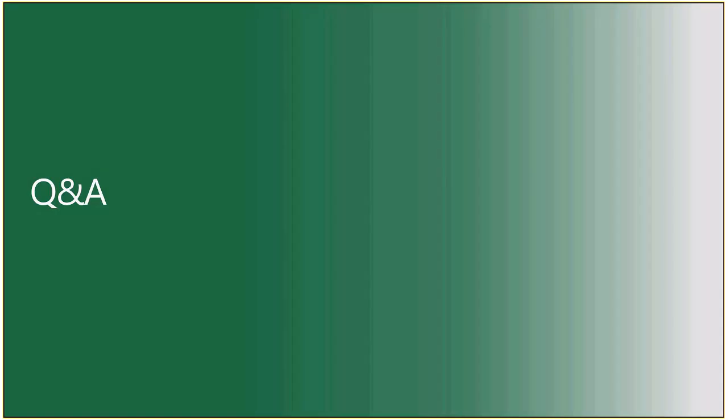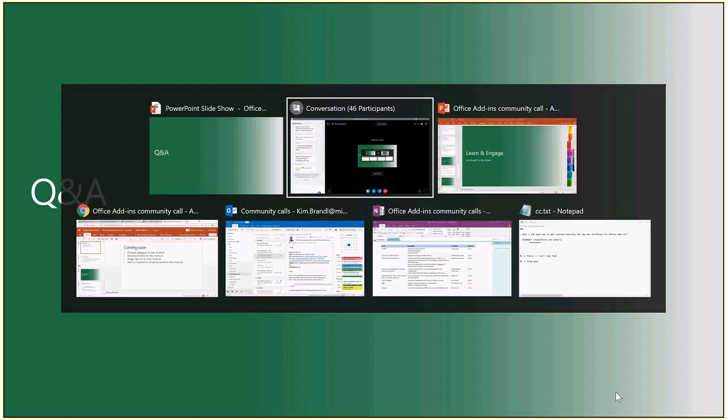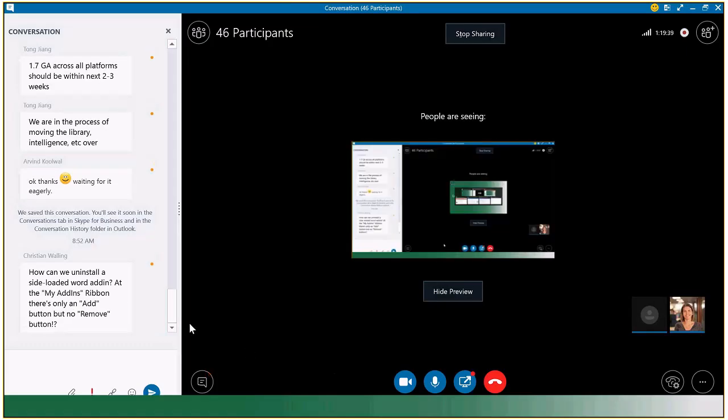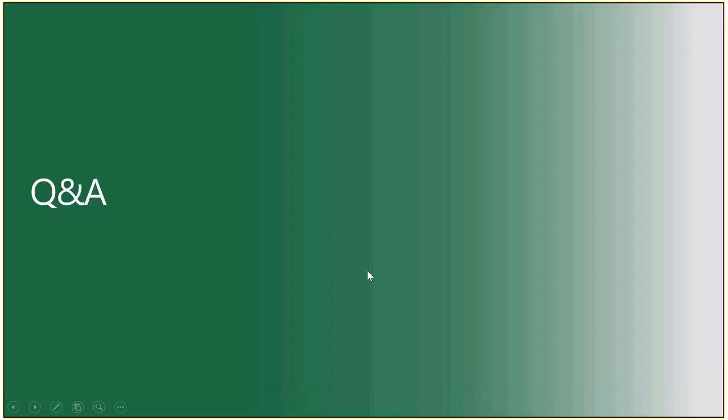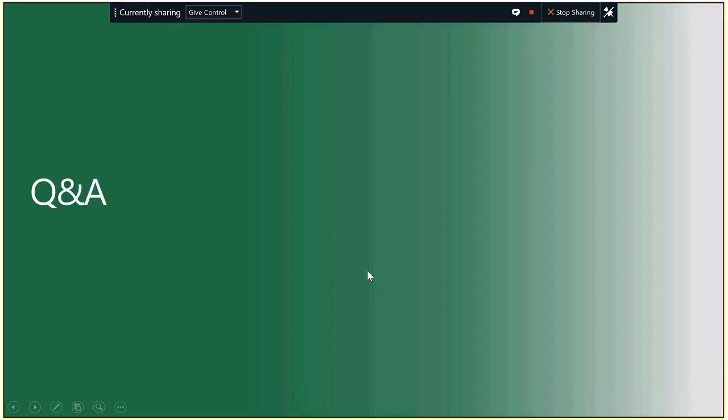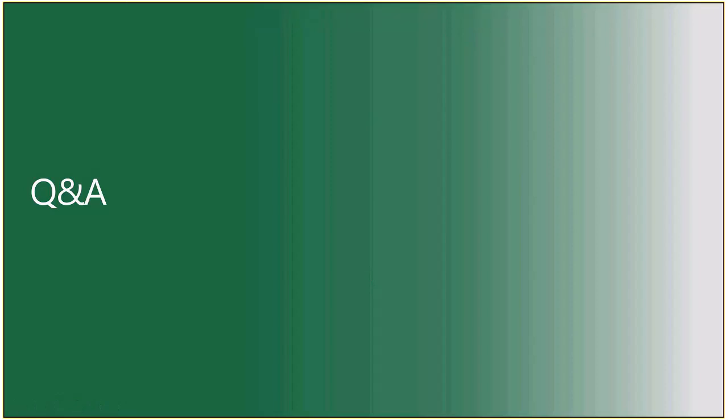So quick time check here. We've got about 8 minutes left. Dana, are there other questions that have come in via the IM that we want to address? There was one question about when the 1.7 APIs will be GA for Mac, and Tong had answered that it should be available for all platforms within the next 2 to 3 weeks. And that you're in the process of moving the library intelligence, etc., over too. So people are eagerly awaiting the new.